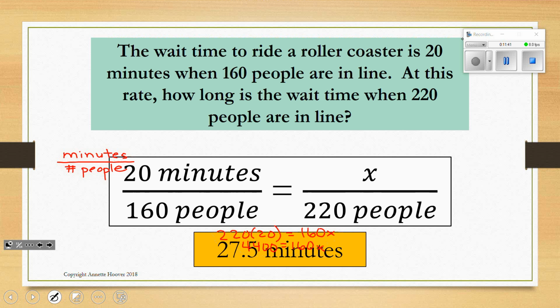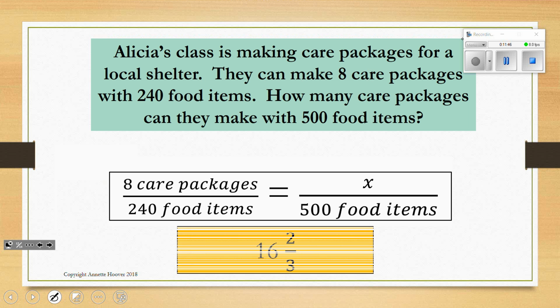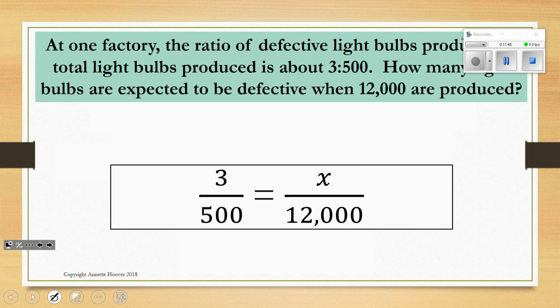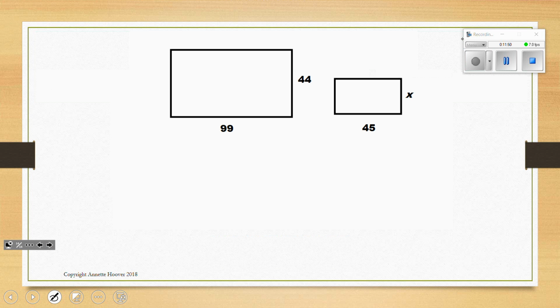Good luck in setting up proportions. I think, well, let me do one more with you. I'm going to skip here and there's some more I could do, but the video is getting a little bit long. But I do want to do one with geometry here.